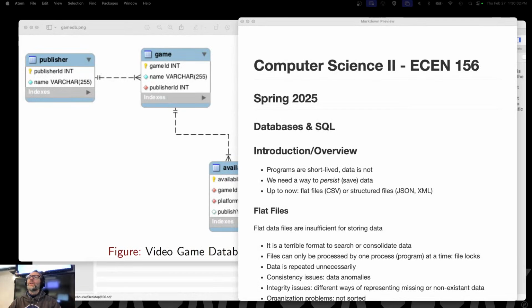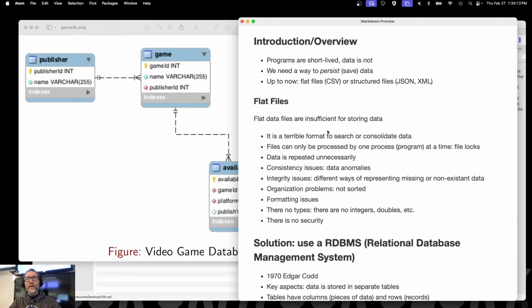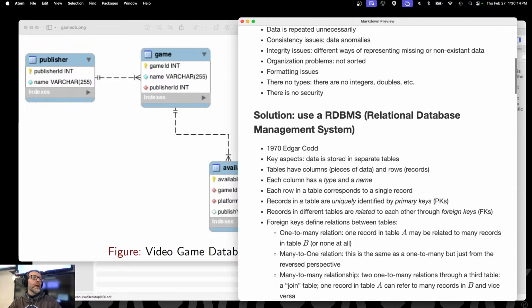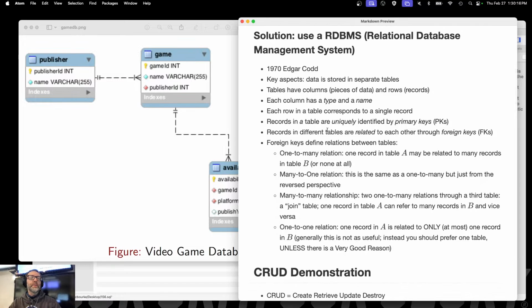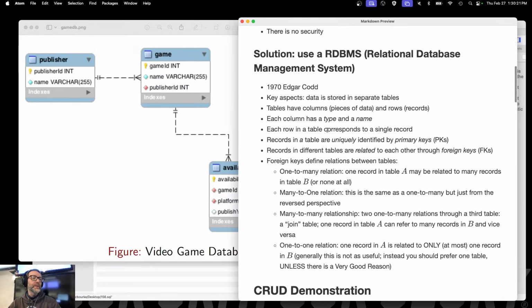So today we're just going to continue with SQL here, and then eventually move on to designing our own databases, because you're going to have to do that eventually. But we started out by looking at flat files, that they were not sufficient. And then we saw that an RDBMS solves many of the problems that you have with flat files.